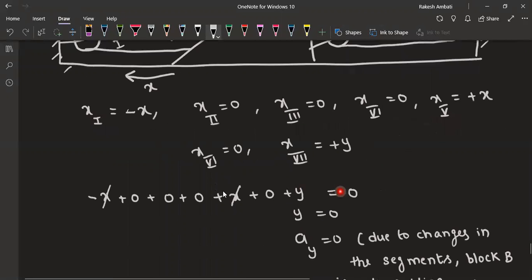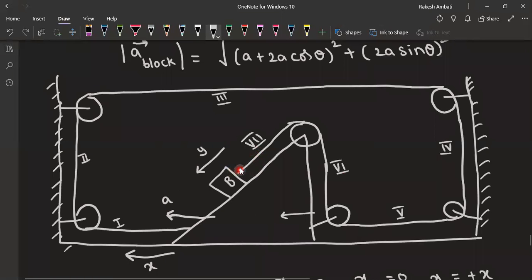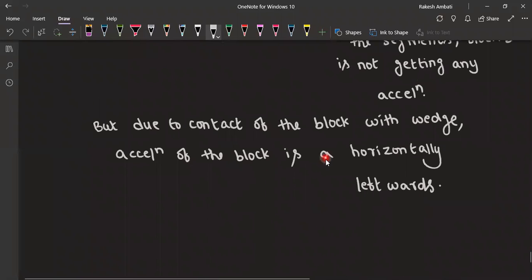So in this case, because of changes in the segments, this block is not having any acceleration. But still one acceleration is present, that is because of contact with the wedge. That acceleration is A, direction is horizontally leftwards.